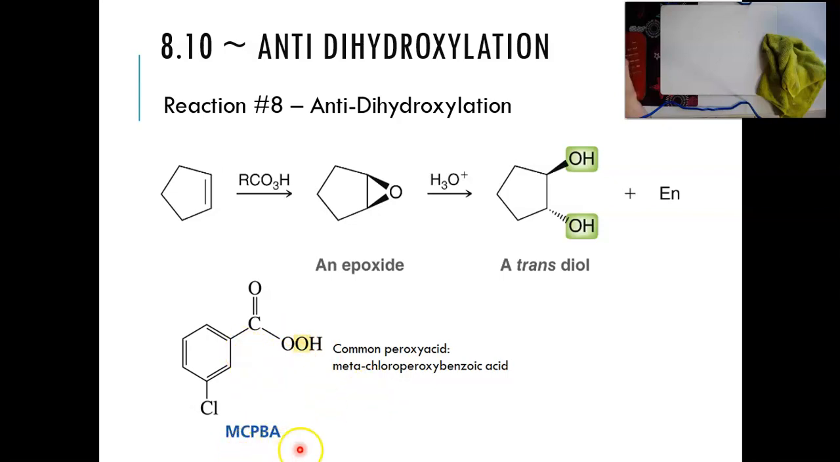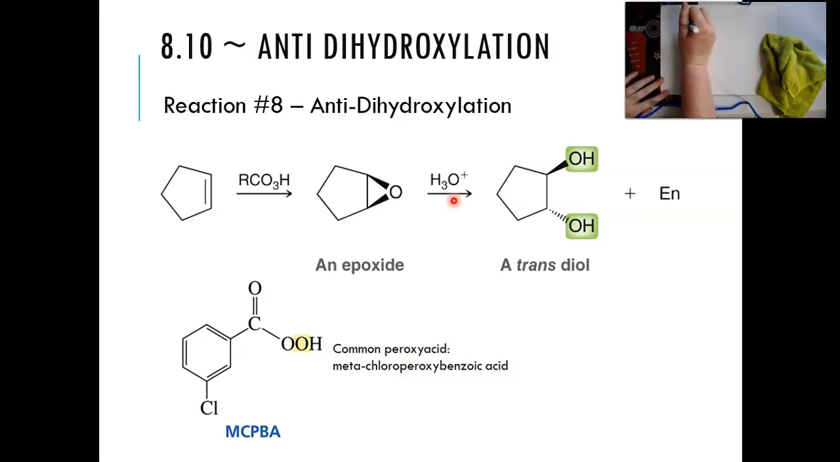This is a very common peroxy acid to use. It's called MCPBA, which stands for metachloroperoxybenzoic acid. So this benzene ring with the chlorine on it would be the R group for this molecule. When we add that peroxy acid, it creates an epoxide. So an epoxide is a 3-atom ring where one of the atoms is an oxygen. So we've seen this 3-atom ring in a couple of our mechanisms now. And then in our second step, we're going to add acid and water, so a hydronium mixture.